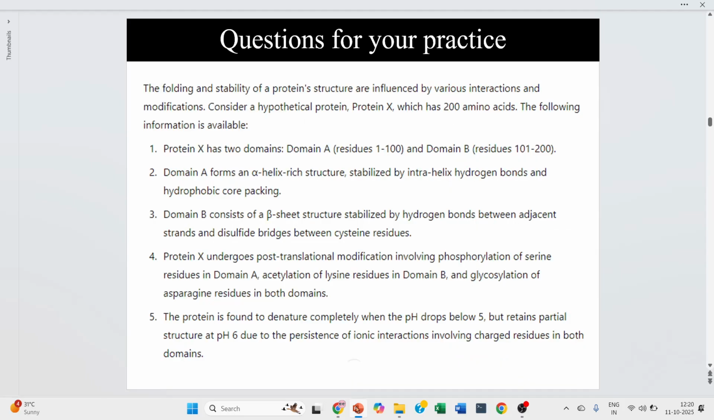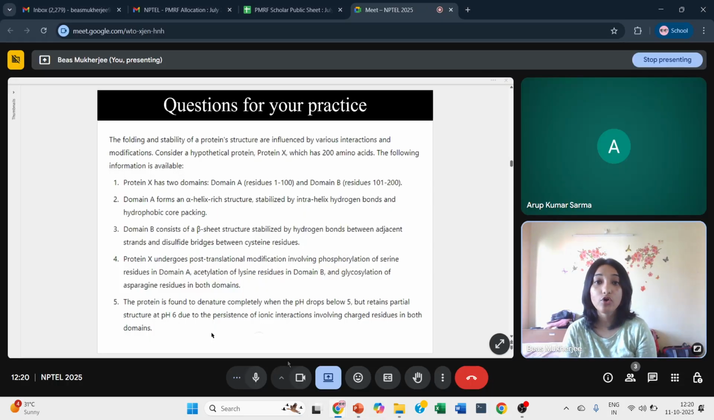Now, there is a question for your practice. The folding and stability of a protein structure are influenced by various interactions and modifications. Consider a hypothetical protein, protein X, which has 200 amino acids, and the following information is available about it.